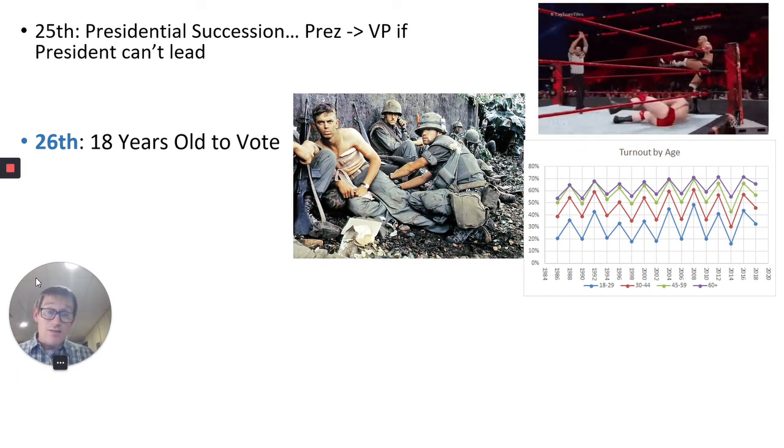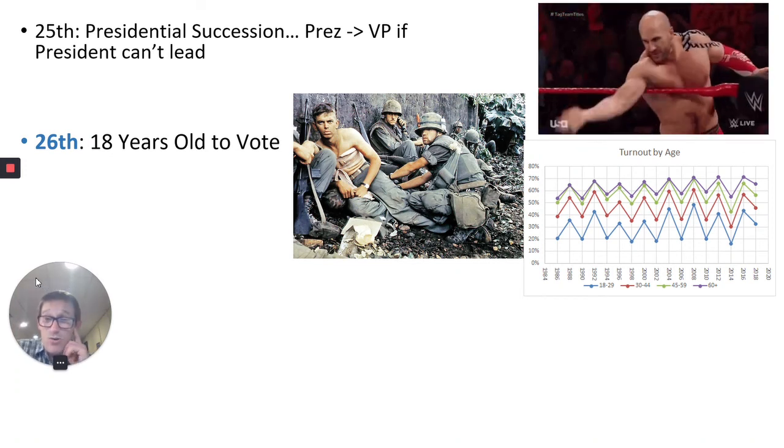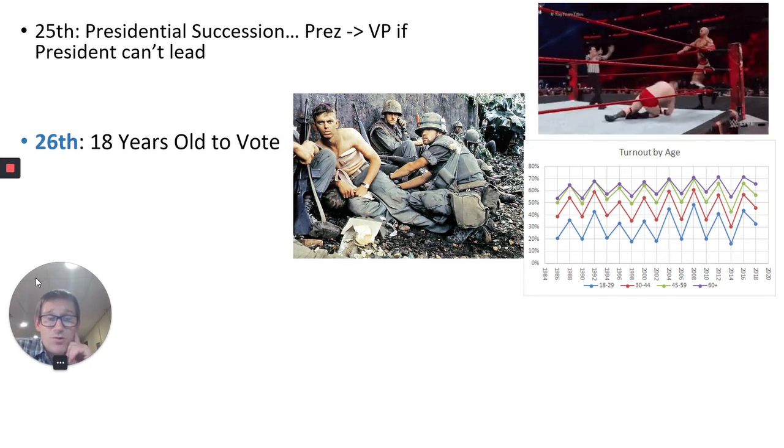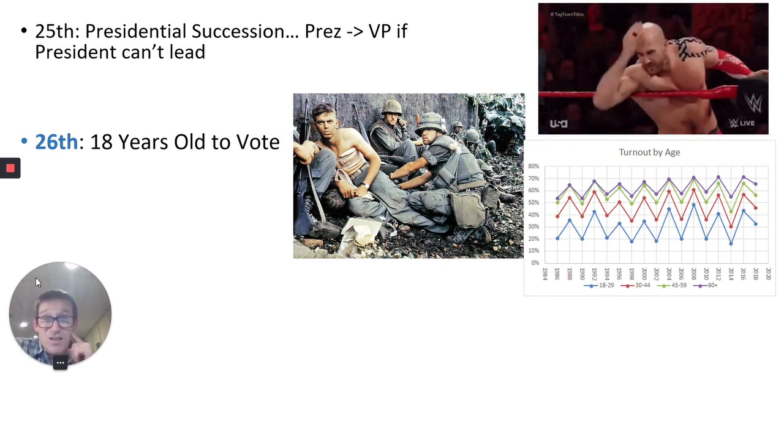Now, that was passed, again, back in the 1970s. I look at voter turnout by age in that chart over on the right, and the blue line there shows the voter turnout rates for people between the ages of 18 to 29.